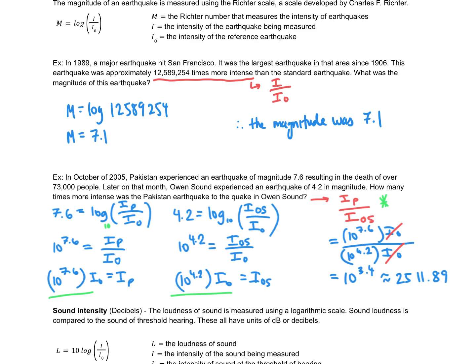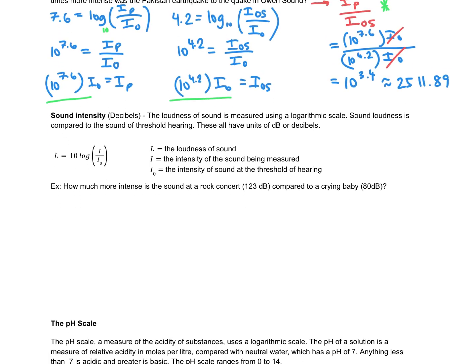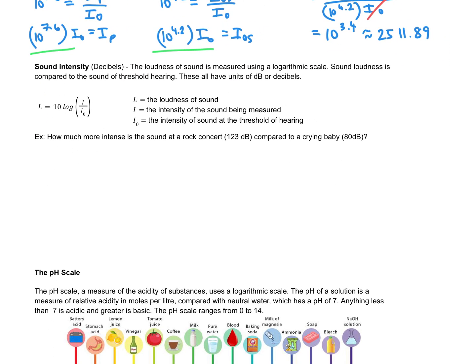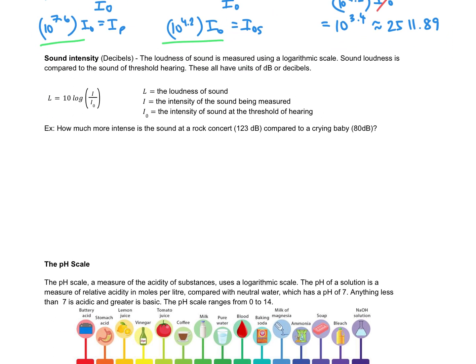Another one that is very similar is sound intensity. So the loudness of sound is measured using a logarithmic scale, and the sound loudness is compared to the sound of threshold hearing, and the units that we use are decibels. Our formula is going to be L equals 10 times the log of, and our argument here is going to be the intensity of the sound being measured over the intensity of the sound at the threshold of hearing.